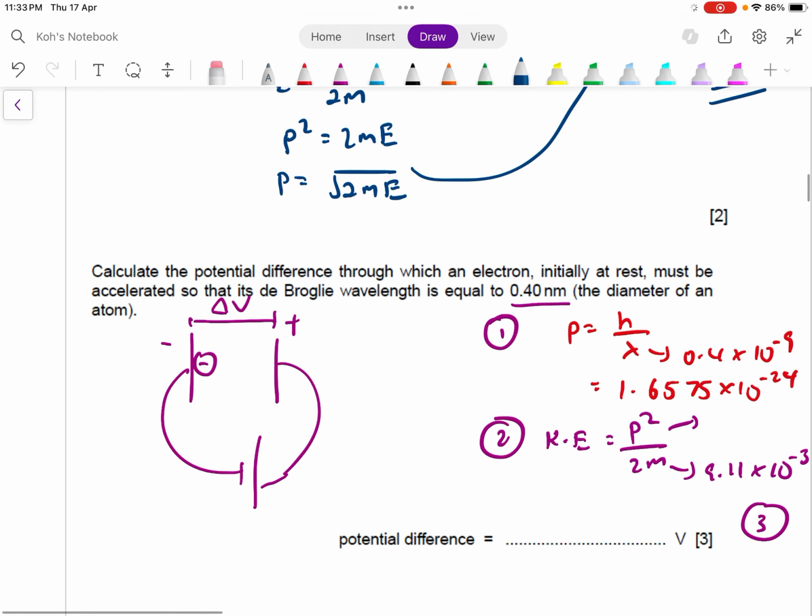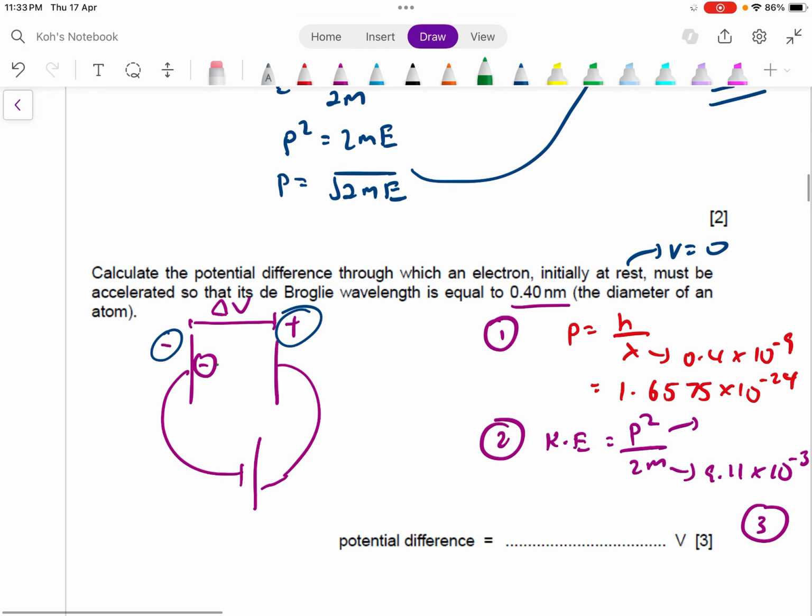Okay, let's move on to the next part, the calculation. Calculate the PD through which an electron initially at rest, so v is equal to 0, must be accelerated so that the de Broglie wavelength is equal to about 0.4 nanometer. Okay, so first I draw a schematic diagram. So there's a positive potential here, negative potential. So initially it's at rest. Since there's a positive plate there, it's going to attract the electron. So eventually it will reach a certain momentum such that it will give the de Broglie wavelength to be about 0.4 nanometer.